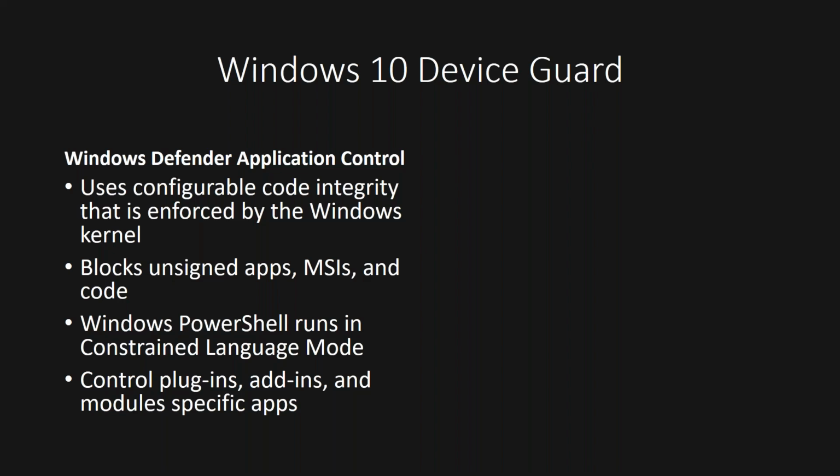So it works by configuring code integrity policies. A difference with this and with AppLocker is that these policies are actually enforced by the Windows kernel. So it's designed to be a very robust system. And you can block unsigned apps, Microsoft installers, and any kind of code that might run on that system that you wouldn't want to run. You can also even block things like browser plugins. So it can be quite granular in what it can be used to block.